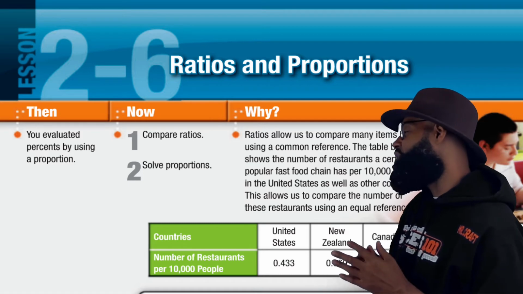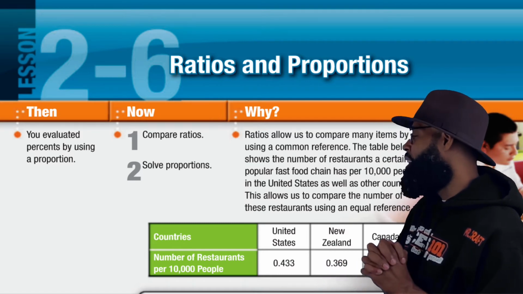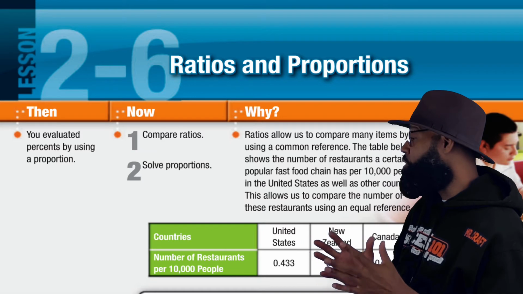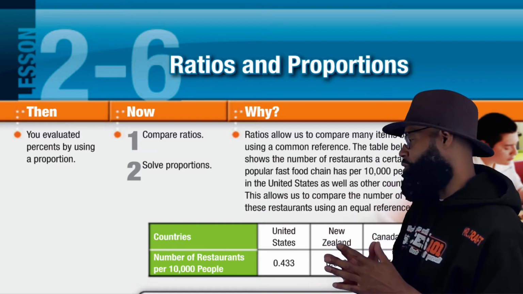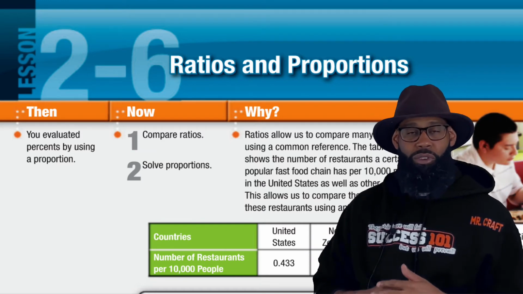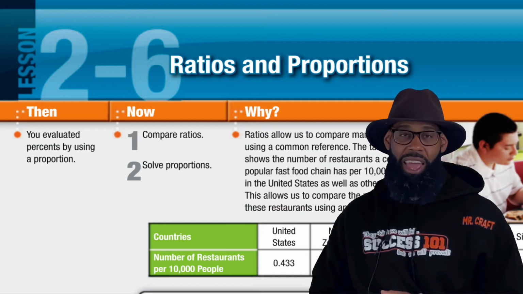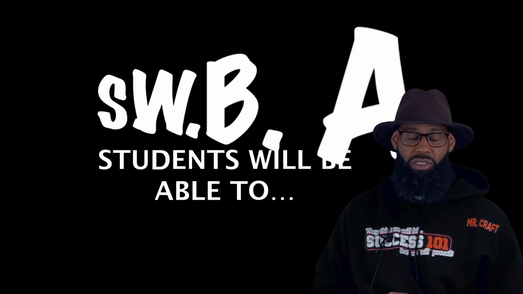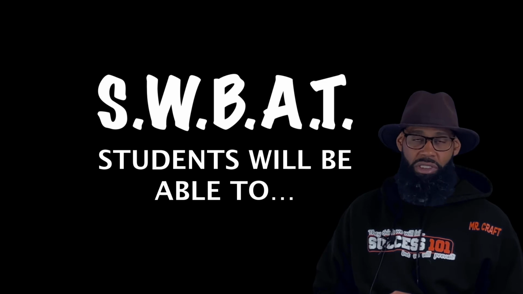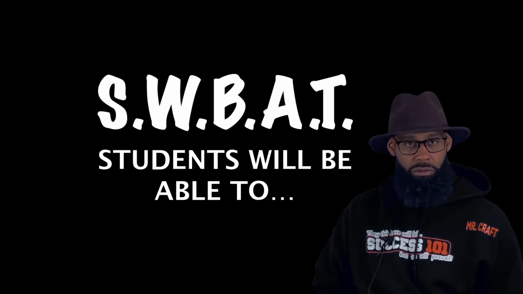Chapter 2, Lesson 6, Ratios and Proportions. Objective 1, compare ratios. Objective 2, solve proportions. Gotta love it, guys. I am ready for this, and I hope you are too. We've got a SWABAT. Students will be able to solve proportions and ratios.